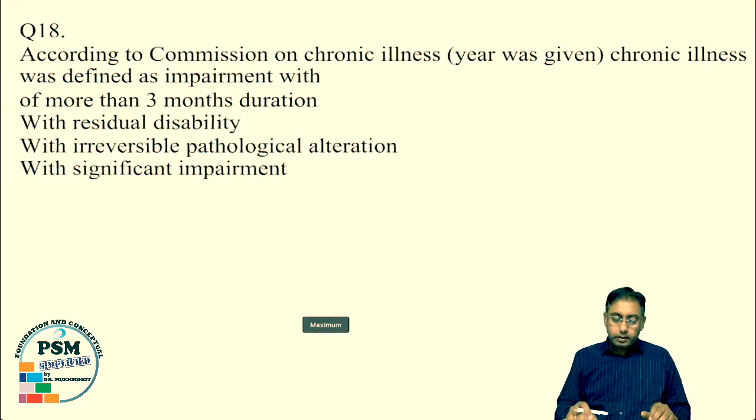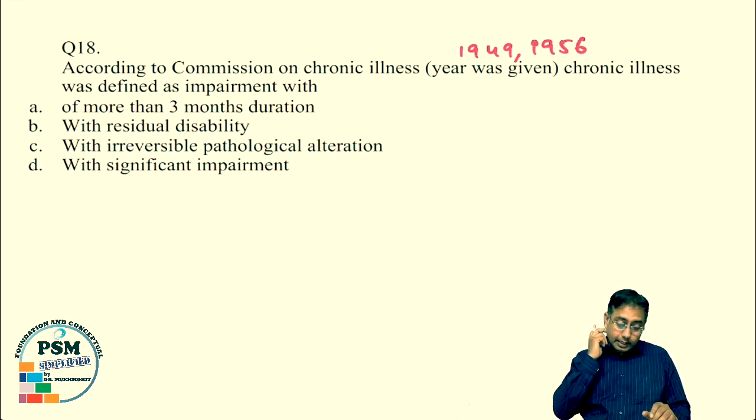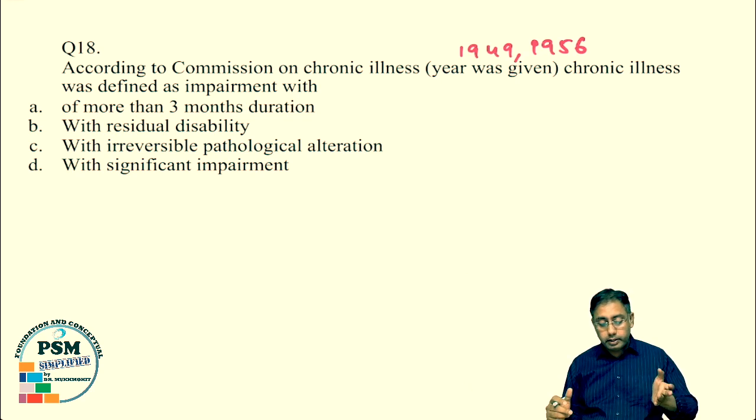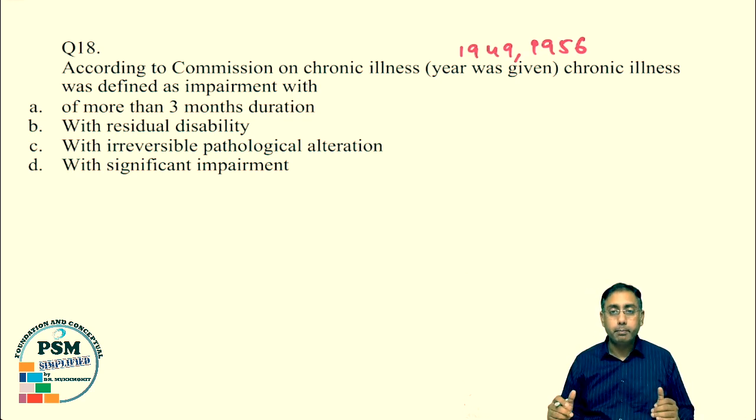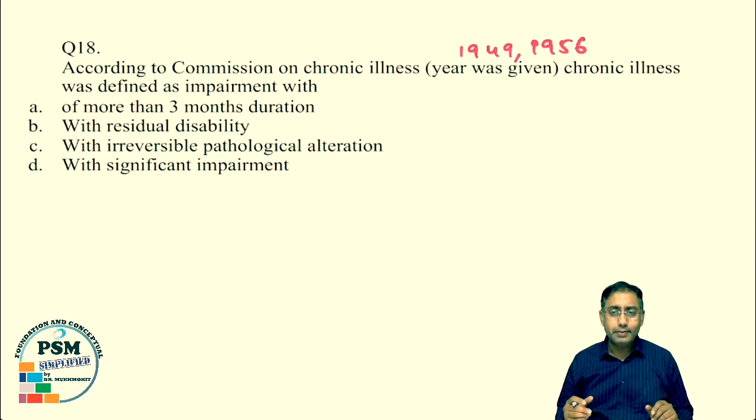The last question is, according to the Commission on Chronic Illness, a year was given. So we already know it was in 1949 and 1956. Chronic illness was defined as impairment with more than 3 months duration with residual disability, irreversible pathological alteration, or significant impairment. So the guidelines have changed. It's a long way. We have come over more than 70 years now from the Commission on Chronic Illnesses. Now there are WHO guidelines.